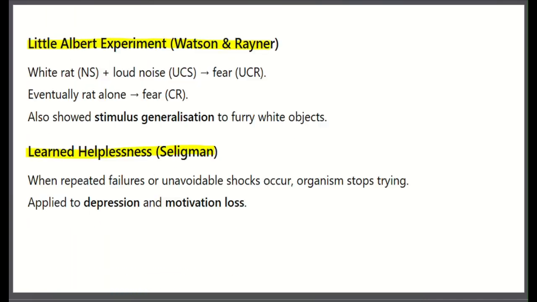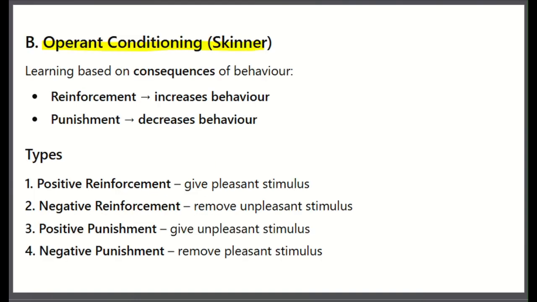The Little Albert experiment showed how fear can be conditioned in humans. Learned helplessness by Seligman showed that repeated failure leads to giving up and is linked to depression. The second theory is operant conditioning by Skinner. Learning happens through consequences. Reinforcement increases behavior, and punishment decreases behavior.